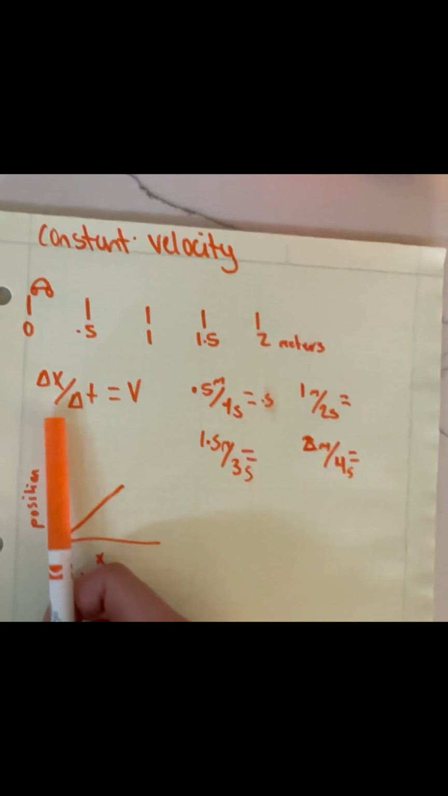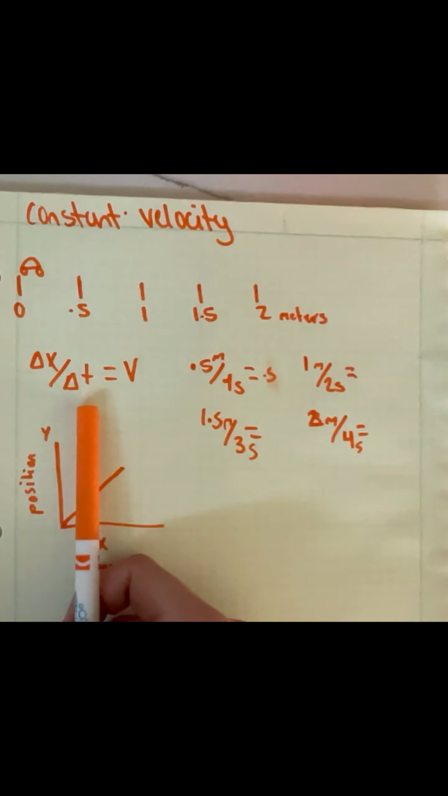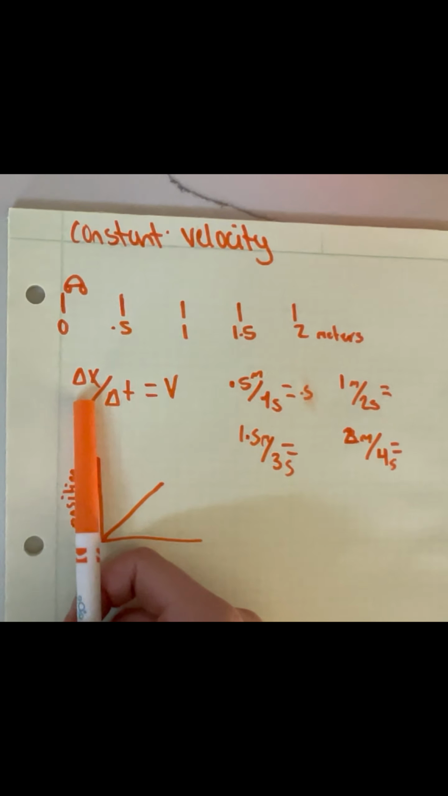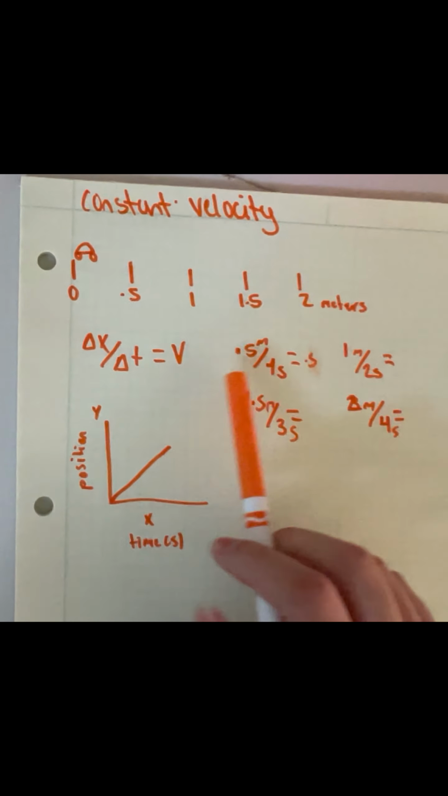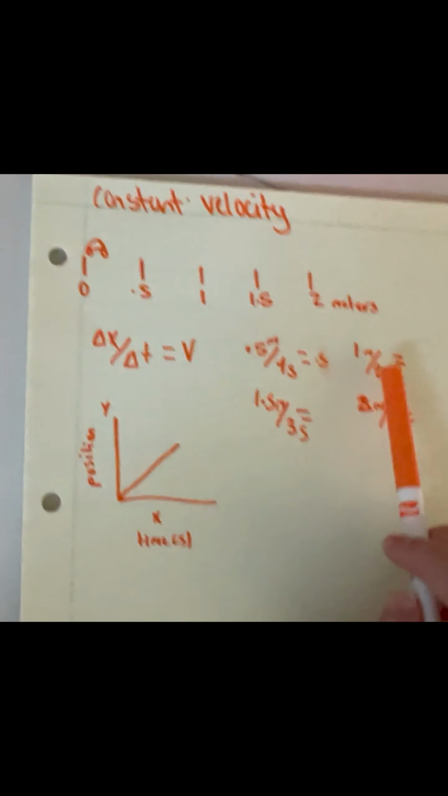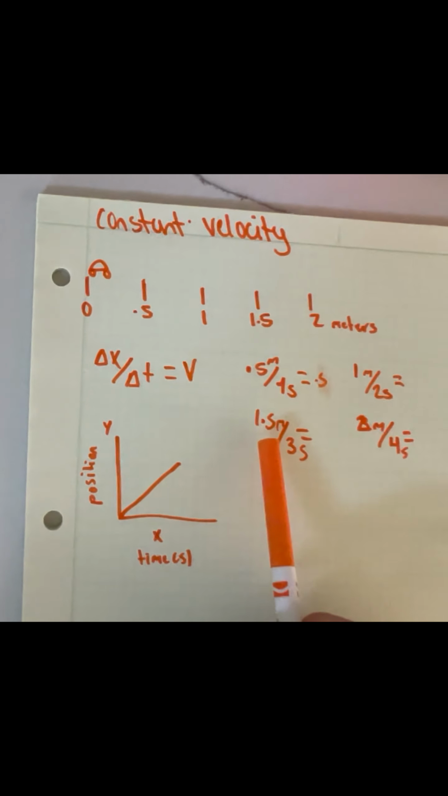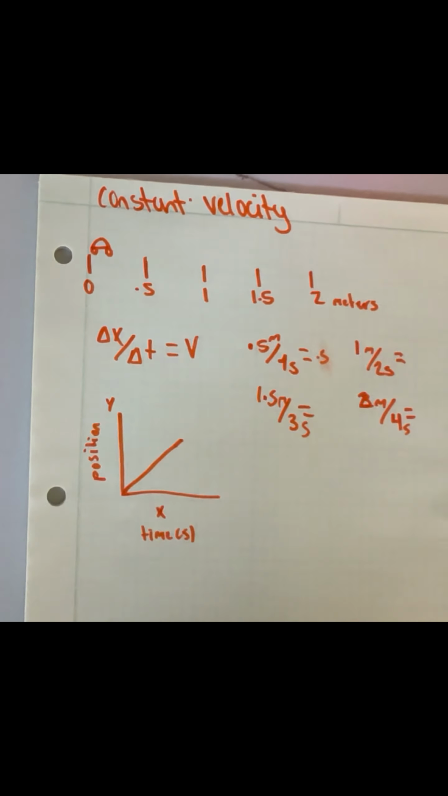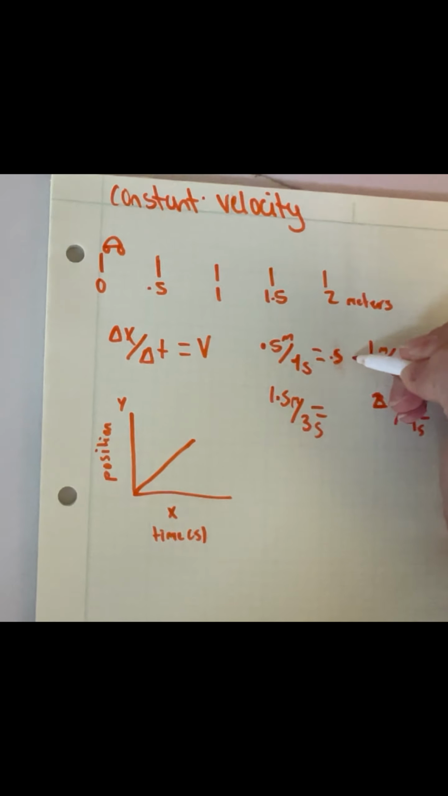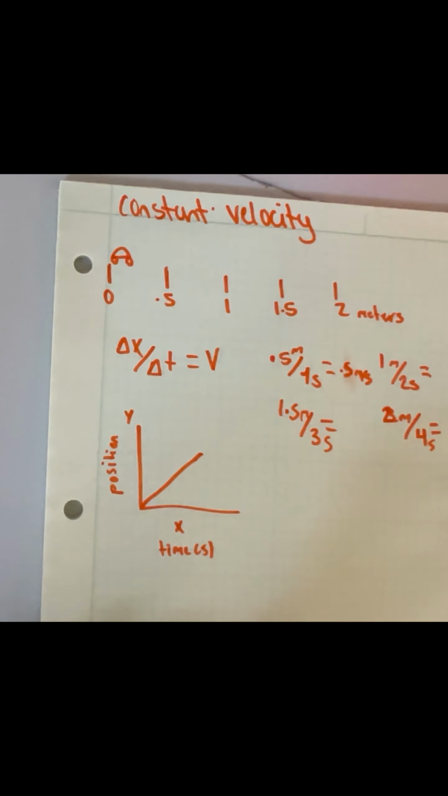To find velocity, you have to use change in x over change in time. X is meters, and t is seconds. For 0.5 meters, the video said it was at 1 second. At 1 meter, it was at 2 seconds. At 1.5 meters, it was at 3 seconds. And at 2 meters, it was at 4 seconds. If we were to solve for all of these, you'd get 0.5 meters per second each time.